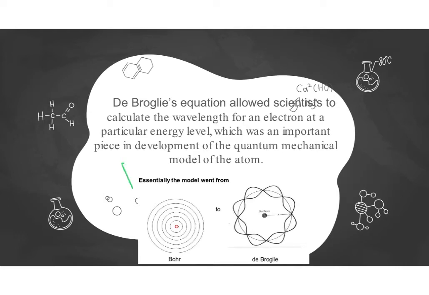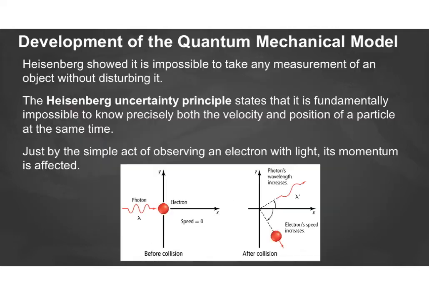So we went from Bohr's model to de Broglie's model, saying, okay, I agree with Bohr that the electrons are in particular energy levels, but now we're going to assume these electrons are associated with wave behavior, and that wave behavior has to be compatible with the energy level they're in. And so scientists began working on calculating the wavelength for electrons at a certain energy level.